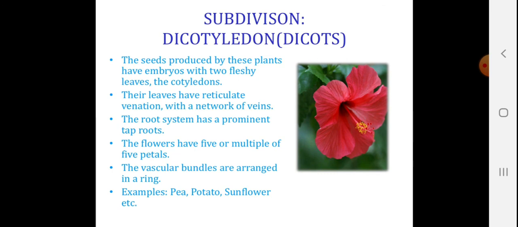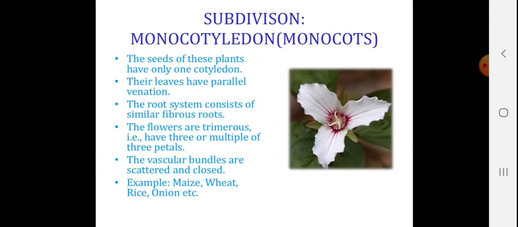With a network of veins, the root system has a prominent taproot. So the major root, taproot, is present. The flowers have 5 or multiples of 5 petals. The vascular bundles are arranged in a ring structure. Examples are pea, potato, sunflower, etc.